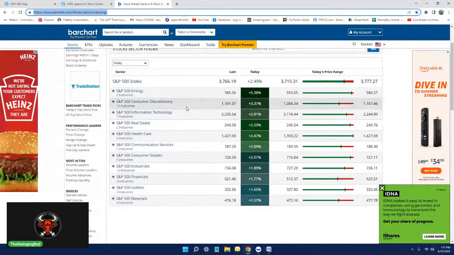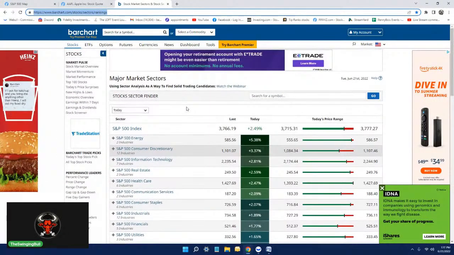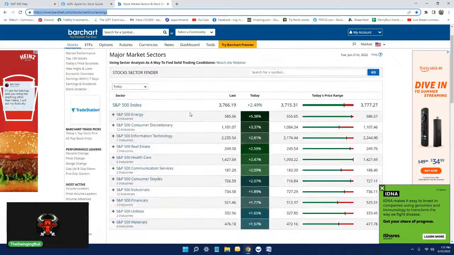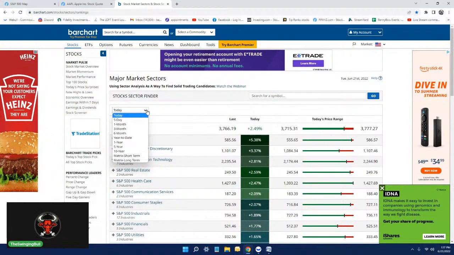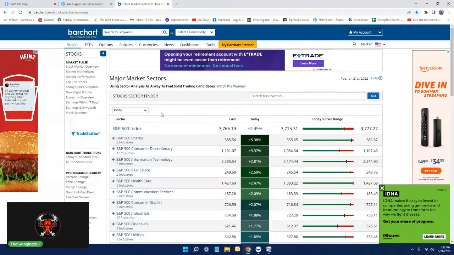So what this gives us is the trending sector information. For example, we're looking at today. There's a drop down here where you can change the time frame if you want, but for now we can just look at what the sectors are trending for today.